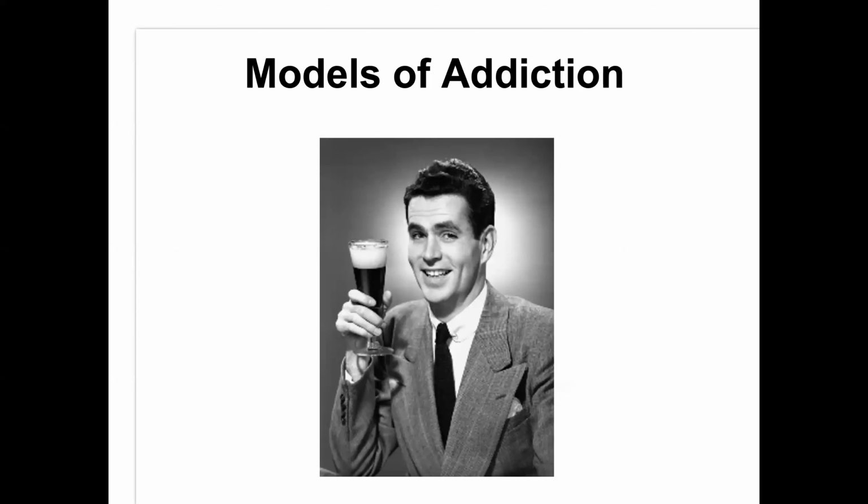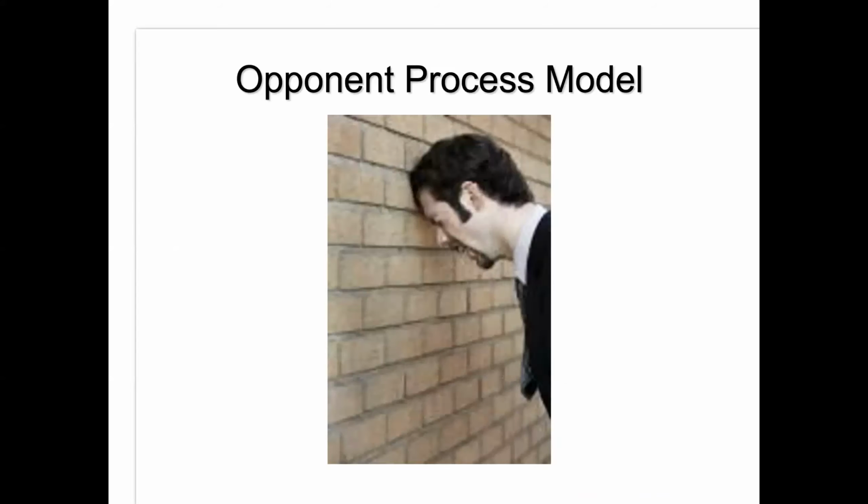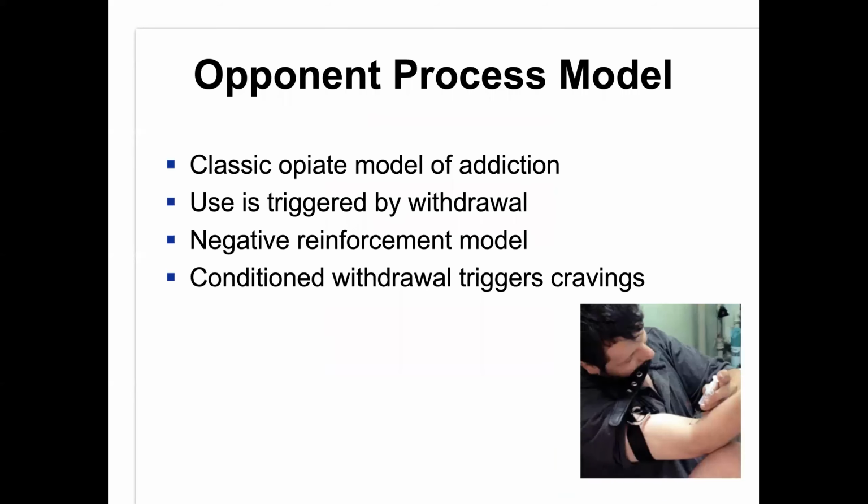So what causes addiction anyway? The classic model of addiction is the opponent process model. Often called the opiate model, the opponent process model of addiction relies on the phenomenon of pharmacodynamic tolerance and withdrawal to explain addictive behavior. After a number of times using opiates, alcohol, or barbiturates, one's body systems come to accommodate to the presence of the drug.